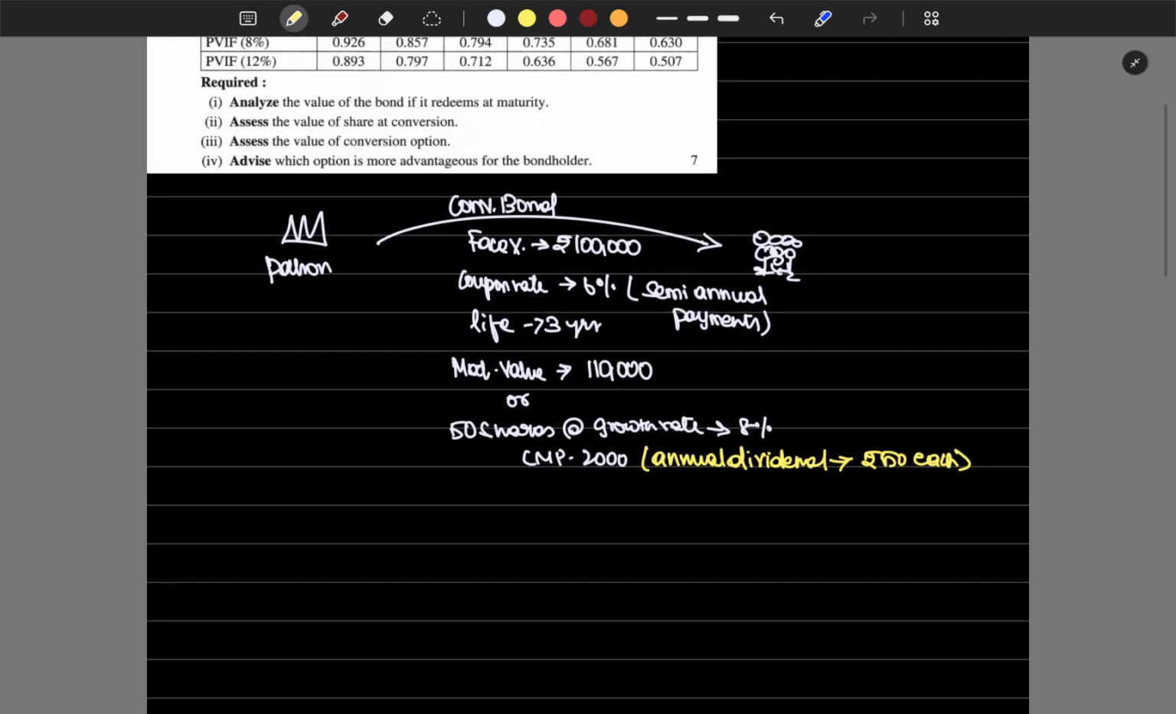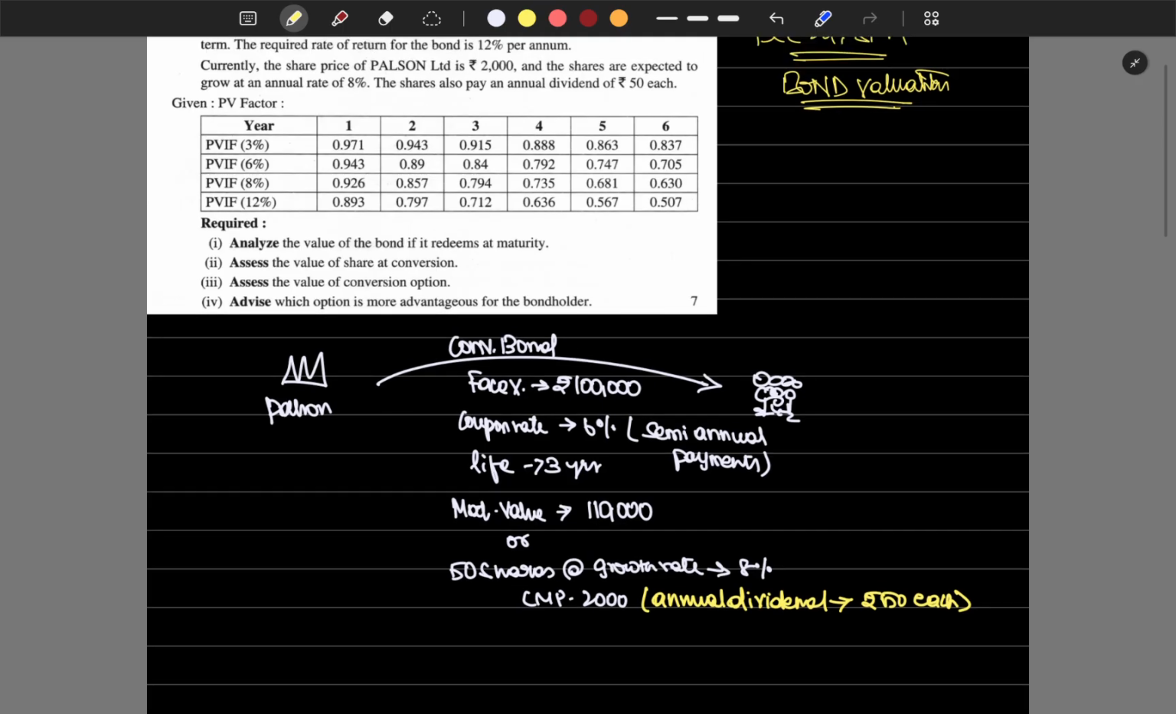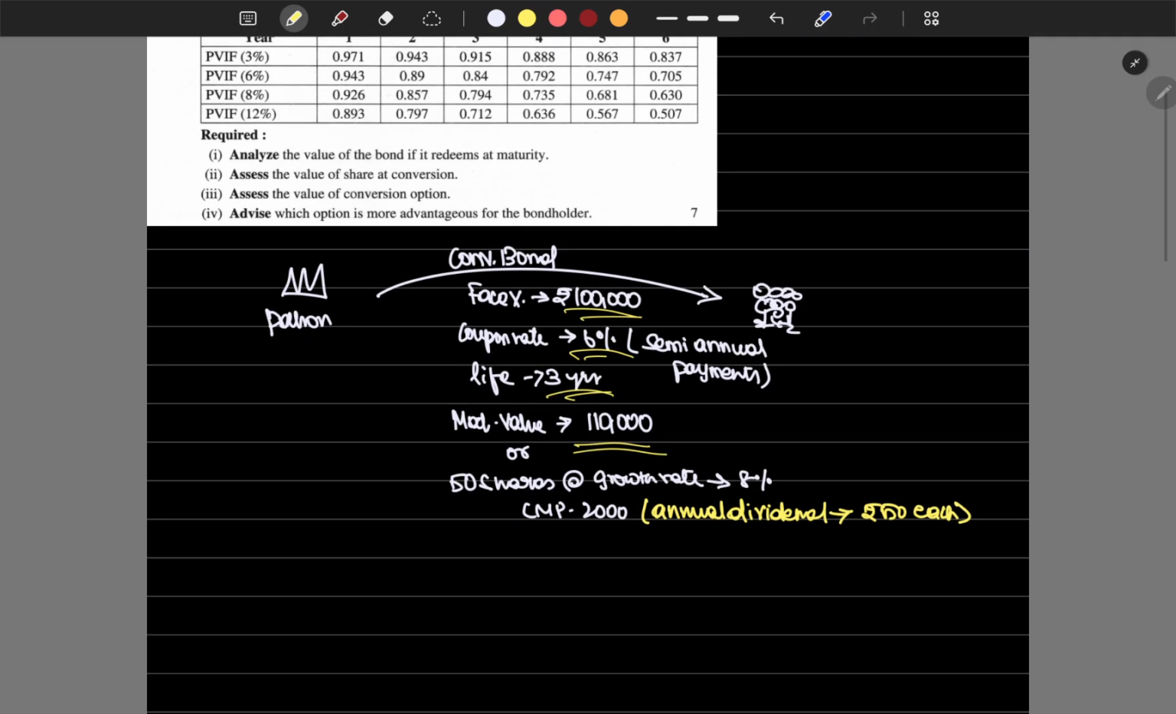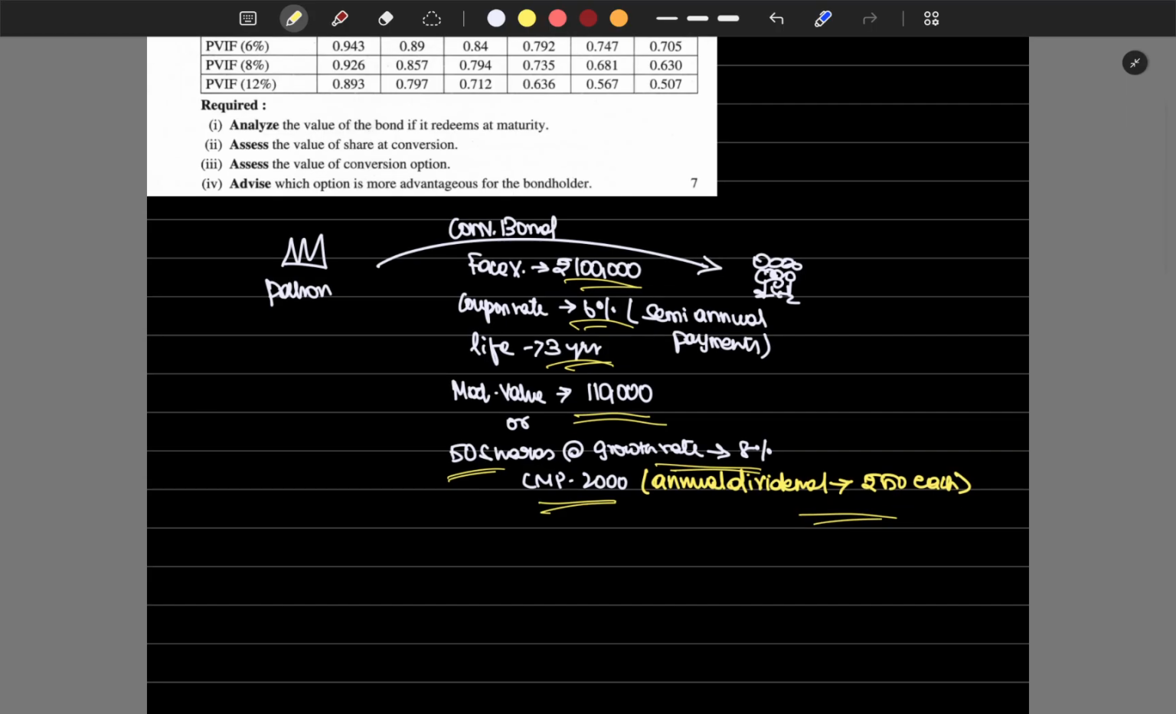Let's get into the problem. I have just picturized the question here. Paulson Limited is issuing the convertible bonds. The face value is 1 lakh, coupon rate 6%, life 3 years, maturity value is 1,10,000. 50 shares we are receiving at maturity as an option, and the growth rate is 8%. The current market price for one share today is 2000, and the annual dividend we are receiving is rupees 250 each.